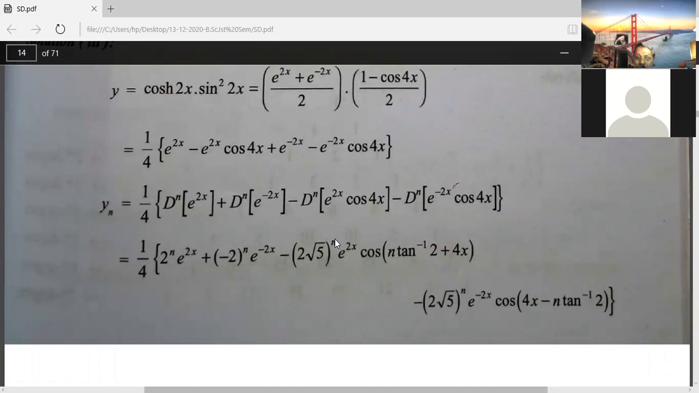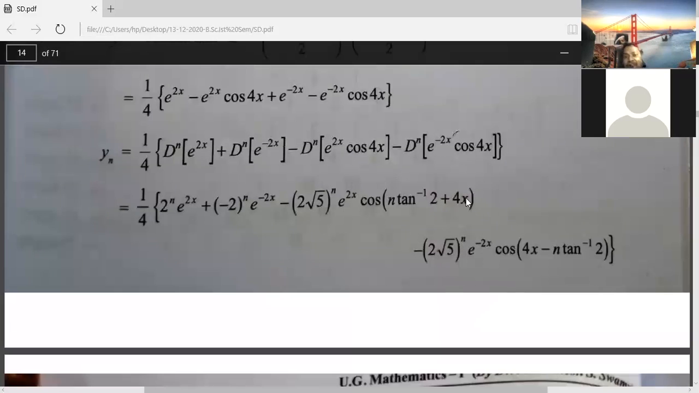Okay. Now e to the power 2x as it is, then cos, here you can write n tan inverse of b by a. What is the value of b here? B equal to 4, a equal to 2, b by a means 4 by 2, that is equal to 2. You are getting here n tan inverse of 2 plus that angle 4x you are writing as it is. I think you got here. This is how you are writing: a square plus b square to the power n by 2 into e to the power 2x into cos of n tan inverse of b by a plus that angle 4x.